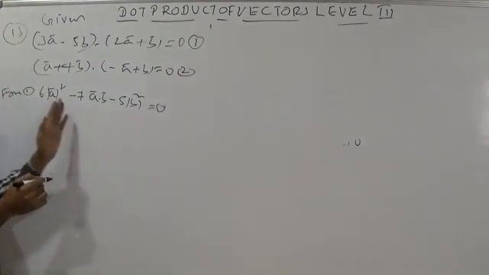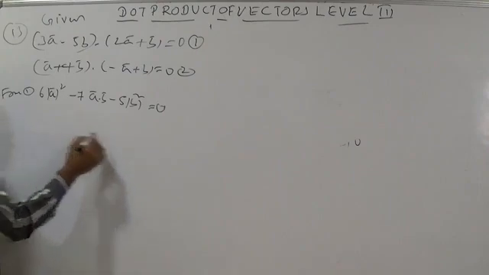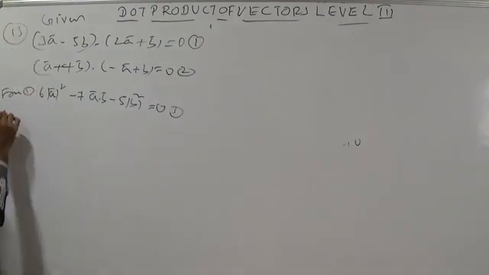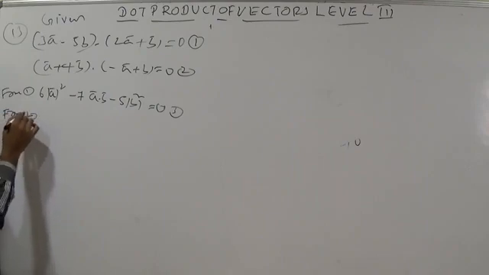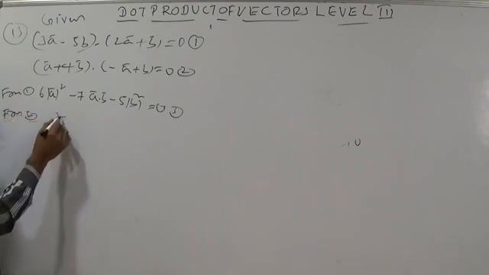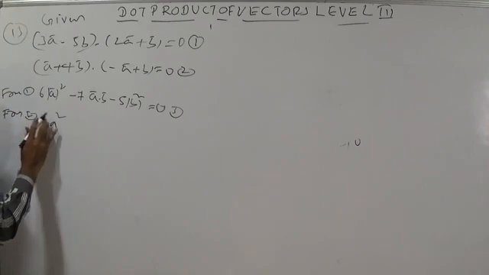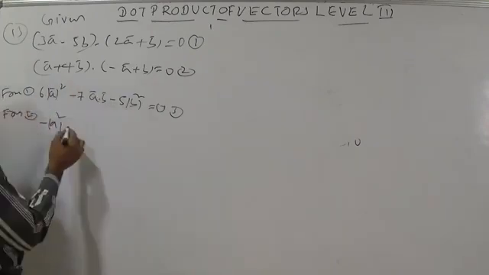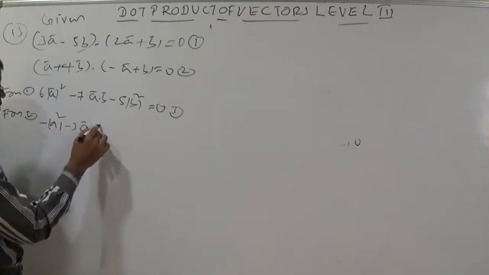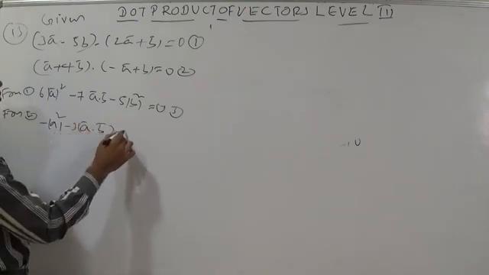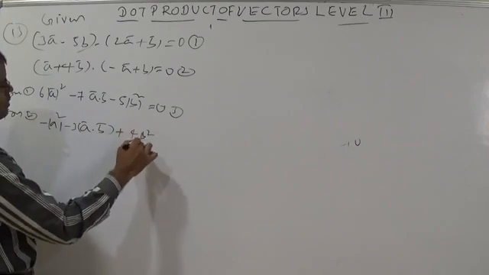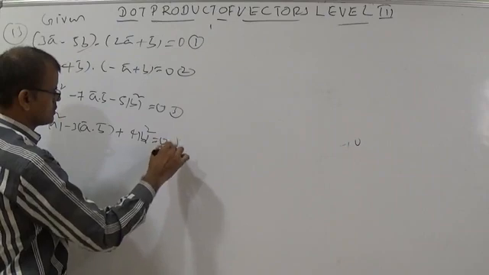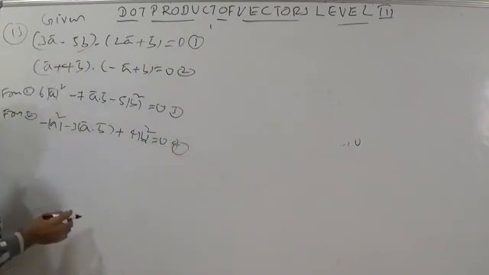6|a|² − 7a·b − 5|b|². Let it be the third equation. Next, I am multiplying the second equation by 2. This can be written as −|a|² − 4a·b... −4a·b you can write as 3a·b + 4|b|² = 0. Let it be the fourth equation.